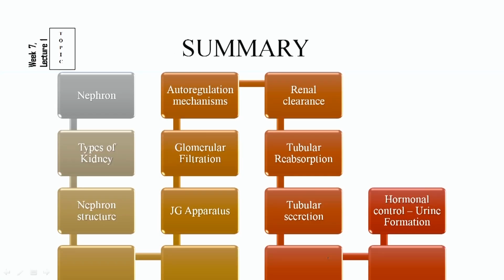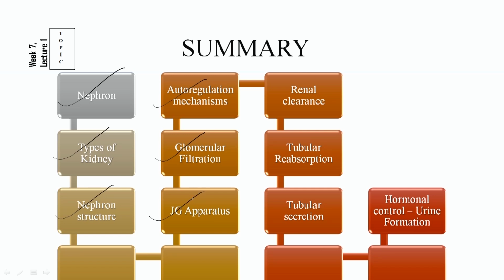So with this today, what we have seen is what a nephron is, and what the different types of kidney and the different types of nephron are, based on the glomerulus position as well as the extent of the loop of Henle into the medulla. And then the structures involved in the nephron, how it is made, and the different autoregulatory mechanisms. Two important autoregulatory mechanisms we discussed today. And then the urine formation, where the first process is glomerular filtration.